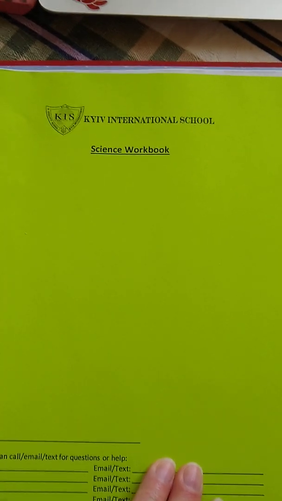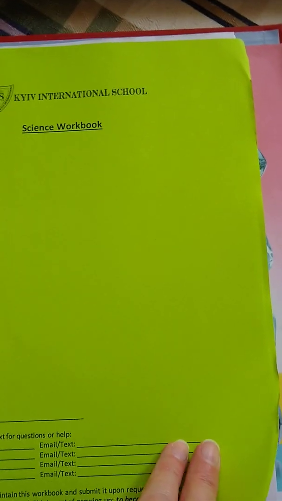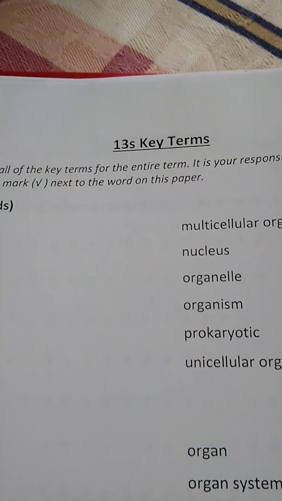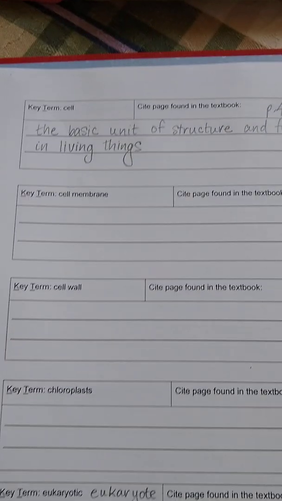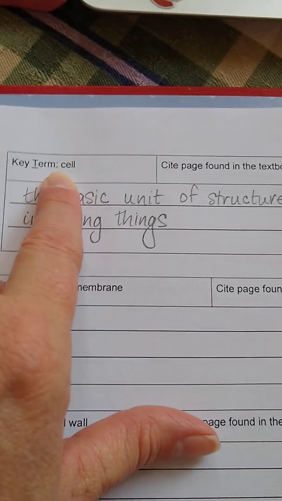On to 13s. Okay, 13s, you're going to do about the same. You're going to go into the textbook about 15 or 16 pages. You will also look for your lab equipment word search, and right after that, you will also find your key terms. All of your 10 units are listed. You have a few more words than the others, so your page goes a little bit longer. Right after that is where you will find your section for writing your definitions. The key term is already typed in for you. You simply write your definition and then cite the page that you find it on.